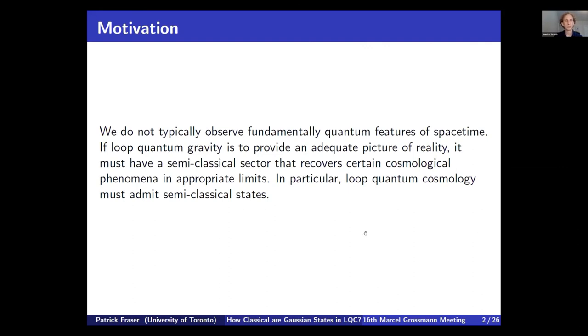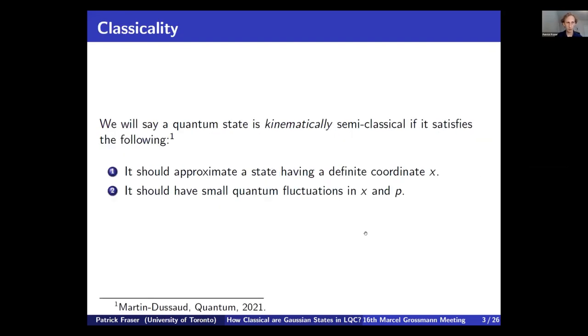So if loop quantum gravity is intended to provide an adequate picture of reality, it must have a semi-classical sector that recovers certain cosmological phenomena in the appropriate limits. In particular, loop quantum cosmology ought to admit the existence of some semi-classical states. And this is what I want to explore here.